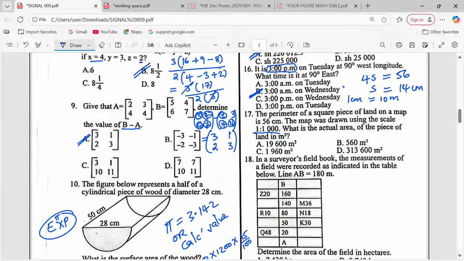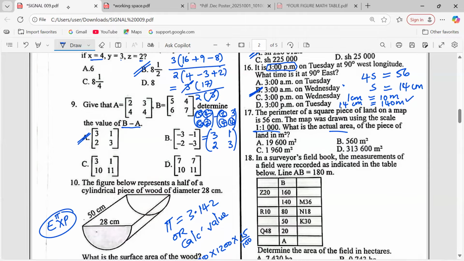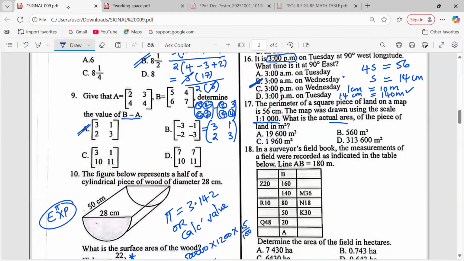That means the 14 centimeters here of length are representing how many meters on the ground, so that you may know the actual length. So actual length of the square plot is now 10 times 14, which is 140 meters. Now 140 meters is the dimension of the square plot, the actual plot now on the ground. 140 should be squared for us to get actual area. And that gives us 19,600.